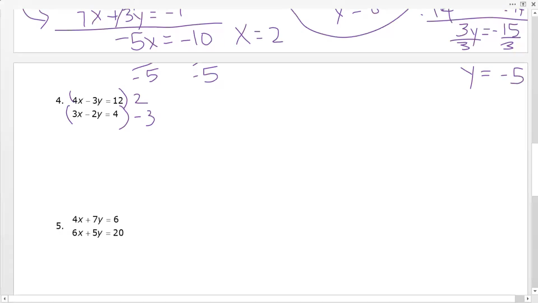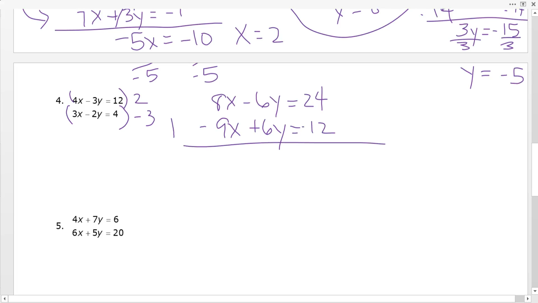So my first equation becomes 8x minus 6y equals 24. I'm just distributing. Negative 3 times 3x is going to be minus 9x plus 6y equals negative 12. Add those together. 8 minus 9x is minus 1x. My y's are gone. 24 minus 12 is 12. So x equals negative 12.